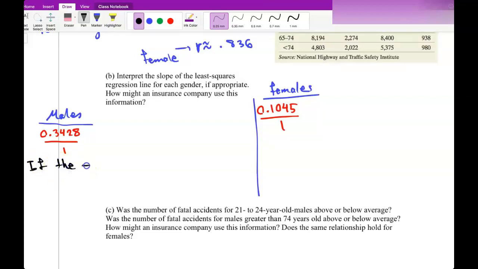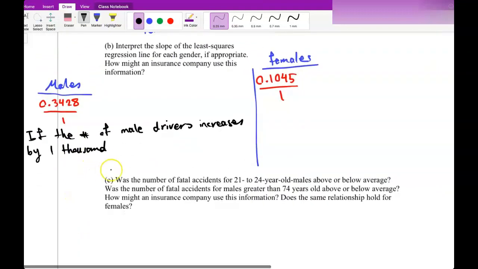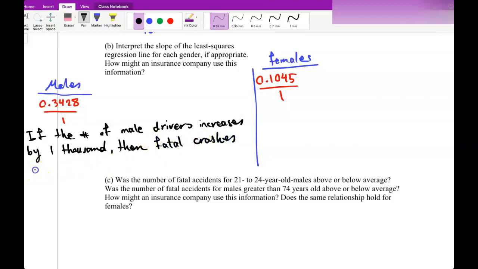if the number of male drivers increases, because we have a positive number, increases by 1,000, here we have thousands, then crashes increase by what we have on top, 0.3428 thousand on average.